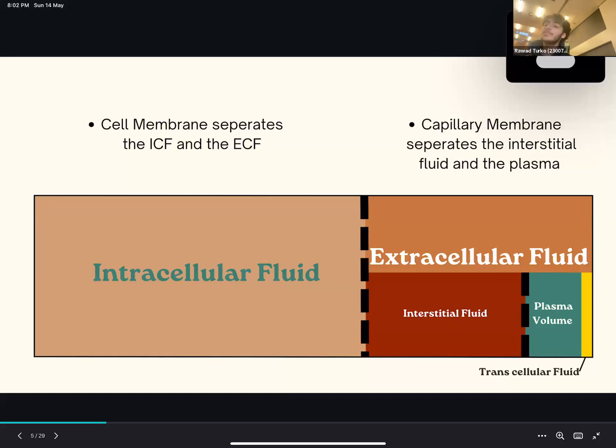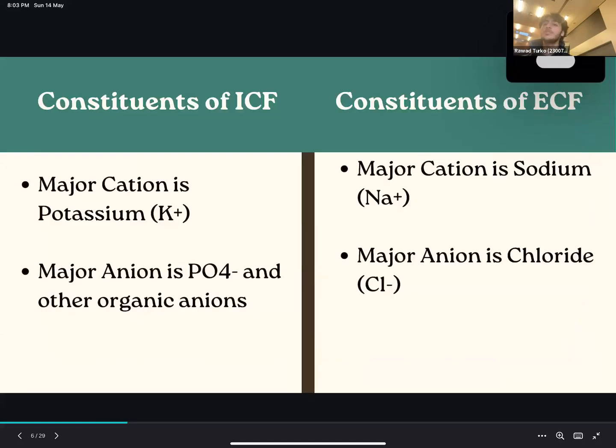Now, as we know from CVP, the forces that govern fluid movement through the capillary membrane are known as the Starling forces. But the forces that govern fluid movement throughout the entire body, in and out of every single fluid compartment, are known as the osmotic pressure, and we'll be going into what osmotic pressure is soon. What I want you to know right now is that these osmotic pressures are governed by solutes dissolved in each of these compartments. So let's talk a little bit about these solutes. In the intracellular fluid, the major cation is potassium, and the major anion is PO4 and other organic anions. In the extracellular fluid, the major cation is sodium, and the major anion is chloride.